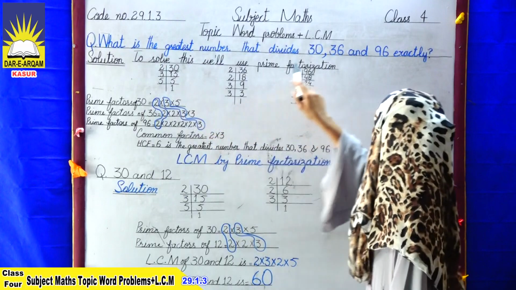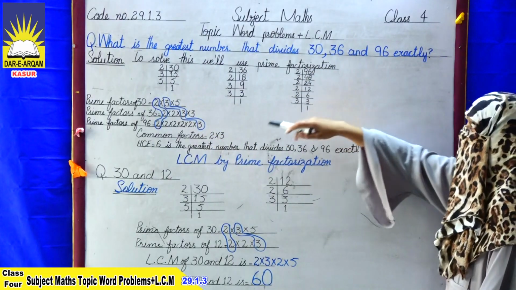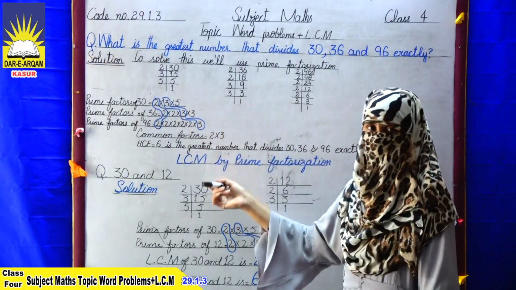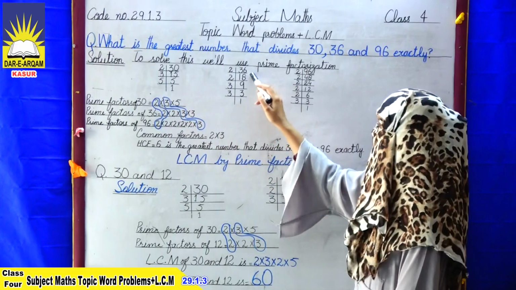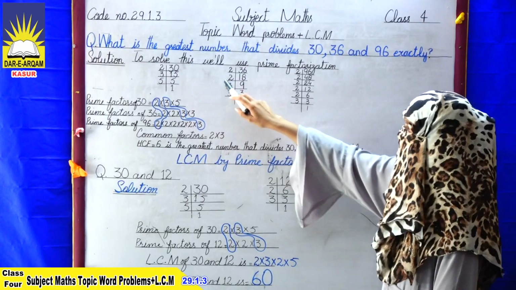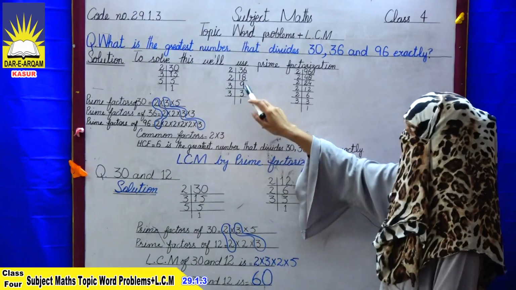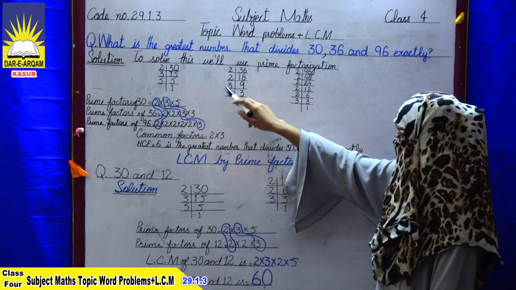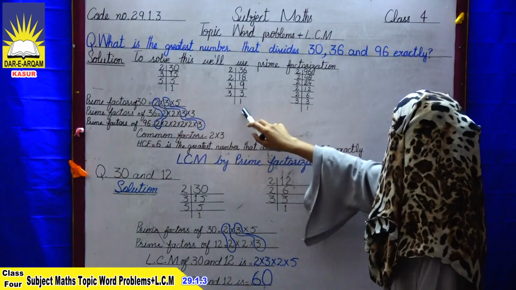Now we will divide 36. 36 is also an even number. It will be divided by 2. 2 ones are 2. 2 eights are 16. 2 nines are 18. 9 is an odd number. 3 threes are 9. 3 ones are 3.